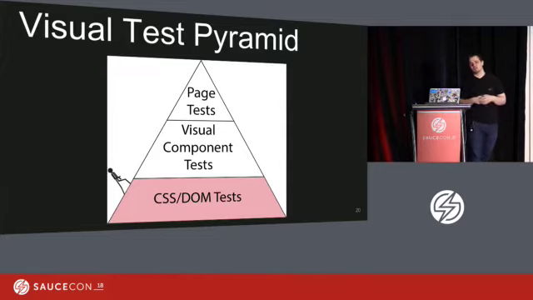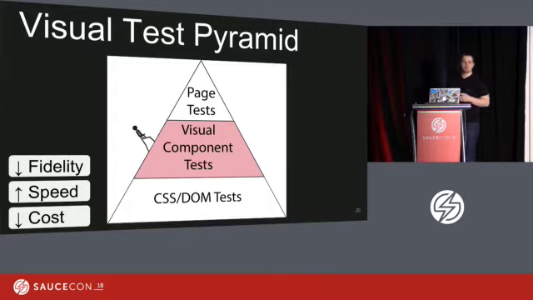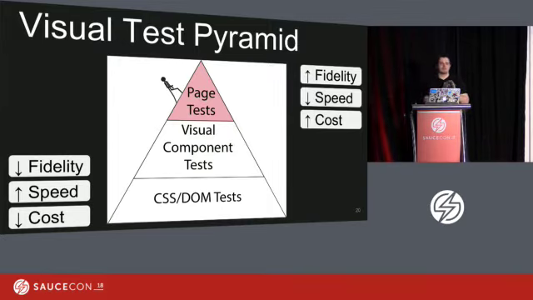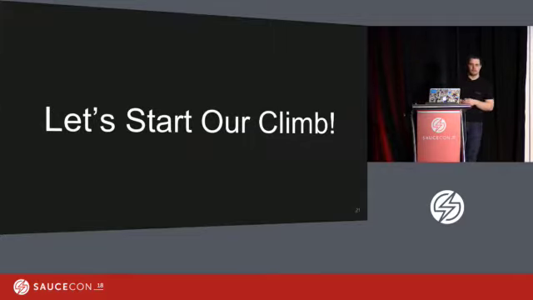So we'll start by talking about CSS and DOM tests, the lowest level of unit testing. Then we'll go towards visual component tests while respecting and understanding the same concept of low fidelity, high speed, and low cost for these types of tests. And we will end up with page tests, which, again, meet the same criteria as the regular test pyramid. And we'll try to approach each of these levels from the perspective of mobile that I mentioned, whether it's responsive, hybrid, or native application.